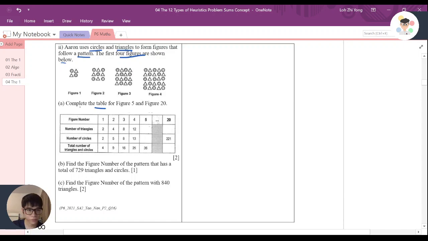So look at here. Figure 1 has 2, 2, 4. Figure 2, 4, 5, 9. Figure 3, 8, 8, 16. Figure 4, 12, 13, 25. Figure 5, blank, blank, 36. Then 20, blank, 20, 221, blank. The question is actually asking us to complete the table, which means now we need to fill in for this, this, this, this. And it was actually 2 marks.